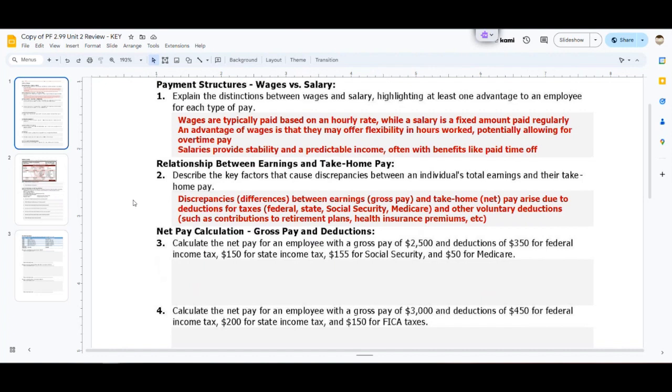Some of those deductions are mandatory. We have 2 income taxes, our federal income tax and our state income tax. Those are going to be taken out. We have 2 payroll taxes, Social Security and Medicare. Those are going to be taken out.